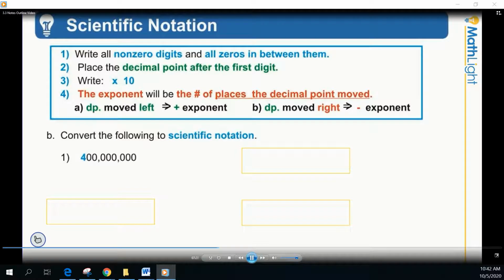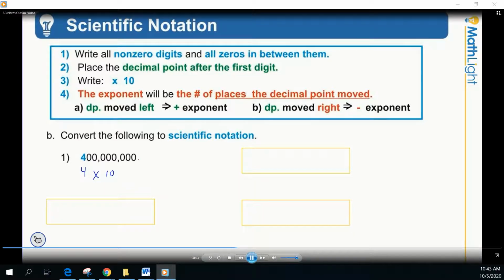So all of that's right there again for you, so we can take a look. So here we've got B here, convert the following to scientific notation. So look at number 1. Okay, so for number 1, I have to write all non-zero digits and any zeros in between, well, there are none. It's just a 4 out there. Next, I place the decimal point after. Now, usually for just a single digit number, we won't put the decimal point after it. If it's just a single number, you usually don't write 5 decimal point, right? Just write 5. Okay, but we know that. All right, times 10.